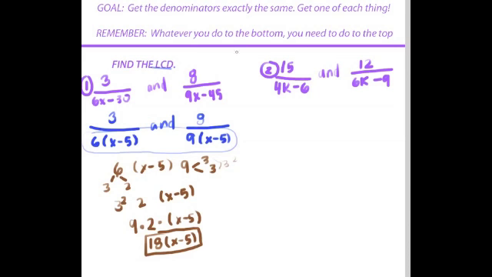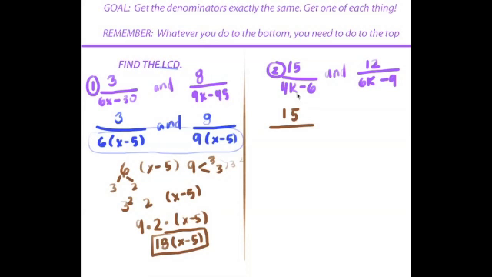So let's look at number 2, and let me draw a line here so that we know these are 2 separate problems. Okay, let's try number 2 and do the same thing. So for number 2, 15 stays, but on the bottom, this 4k minus 6, I can pull out a 2. And what's left inside is a 2k minus 3. Okay, I drop that down. In the second fraction, 12 stays.